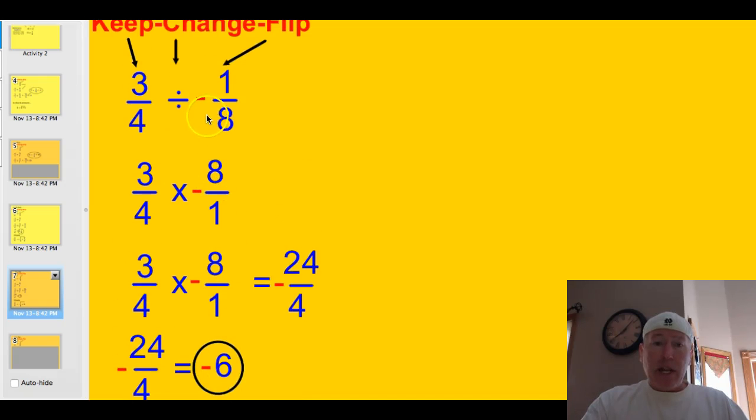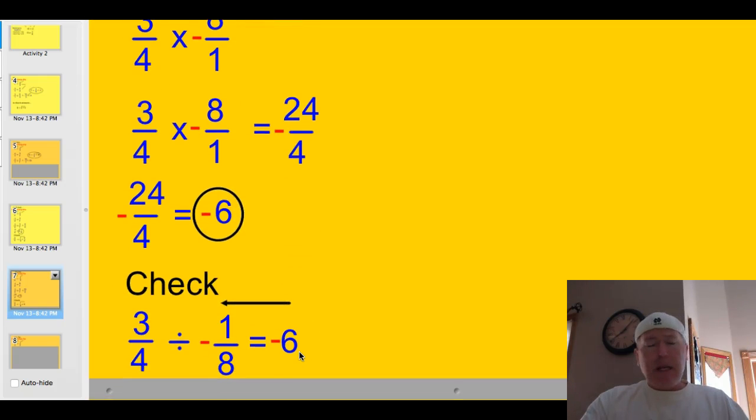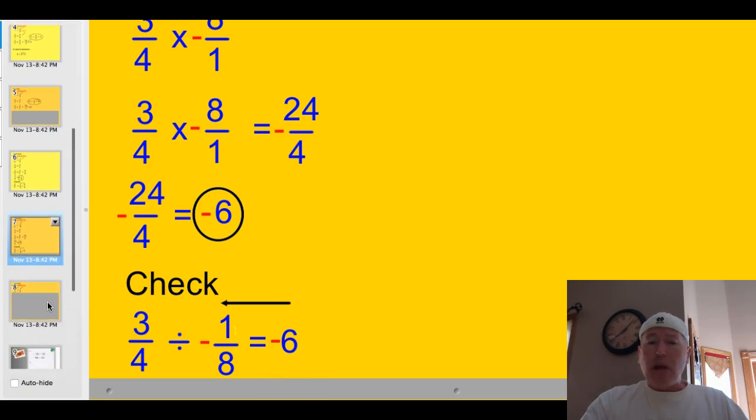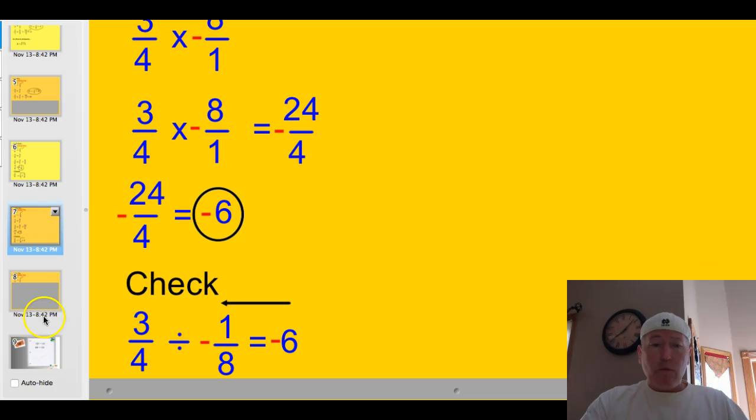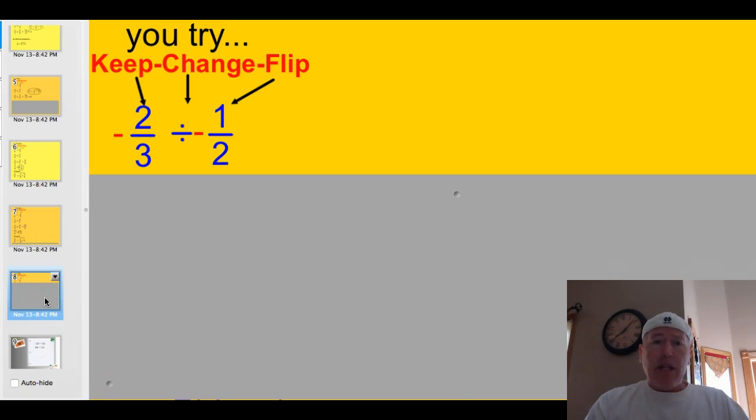Double check. We had a negative. We had a positive divided by a negative, so our answer should be negative. All right. And I'm not doing that just for you. I'm doing that for myself to check my work too, to make sure I did the correct work. Very simple to get tripped up on negatives here. All right, last problem. Go ahead.